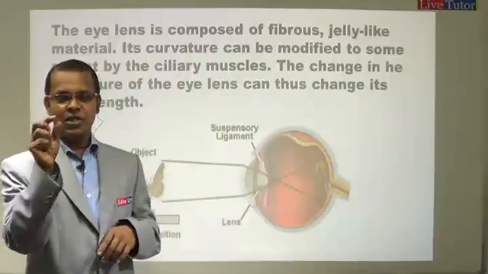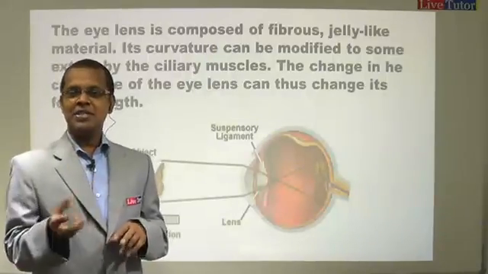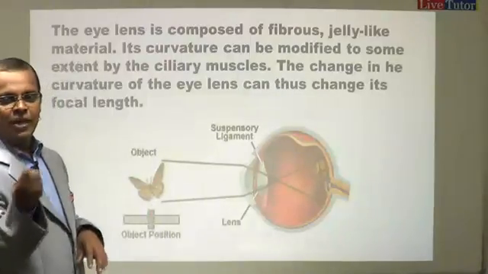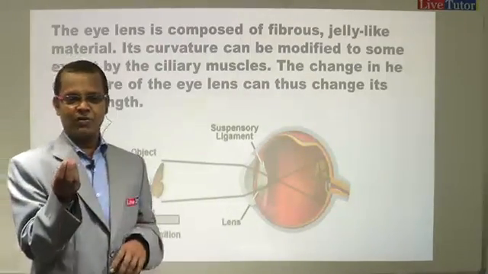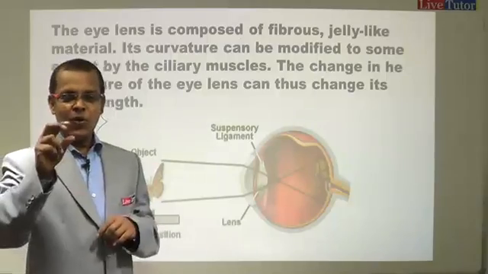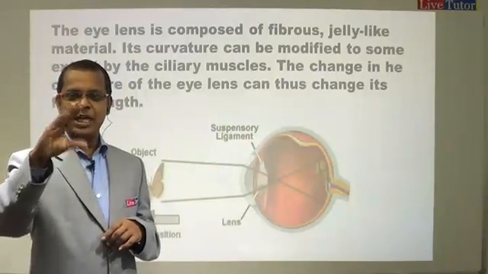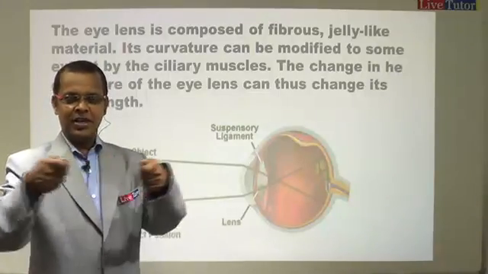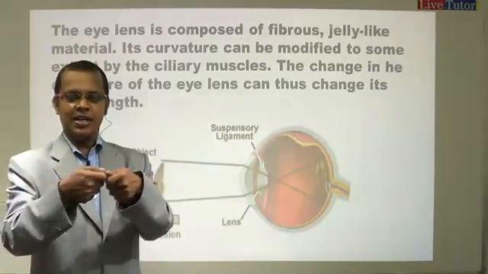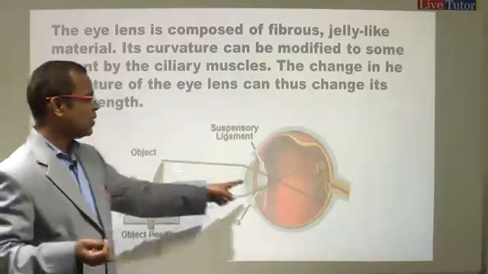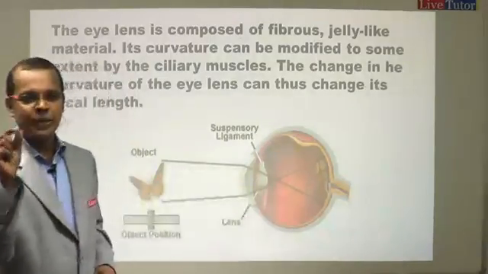The eye lens is composed of fibrous jelly-like material. If you cut that ice fruit and see, it will be jelly-like material, very, very soft. Right? If you press a little bit, it will expand, and like a jelly you can extend it and elongate its size also. So this eye lens also will be similar to that one.